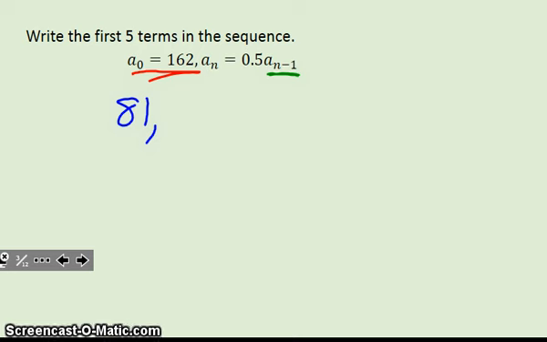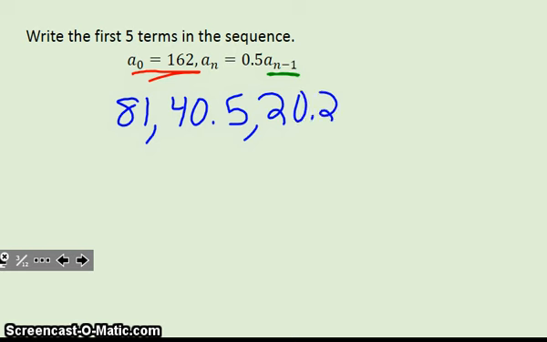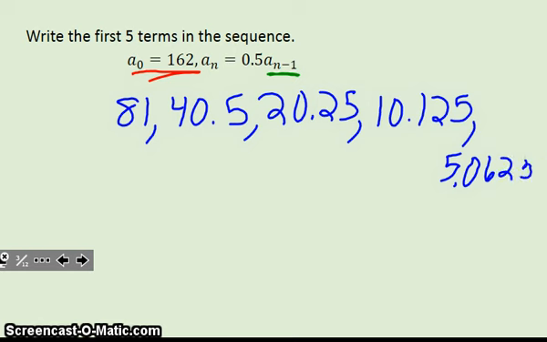81 is the beginning, that's the first term. And so I'm going to take half of 81, which is 40.5, that's my second term. Then I'm going to take half of that, 20.25, that's my third term. And 10.125, that's my fourth term. And 5.0625. I ran out of room.